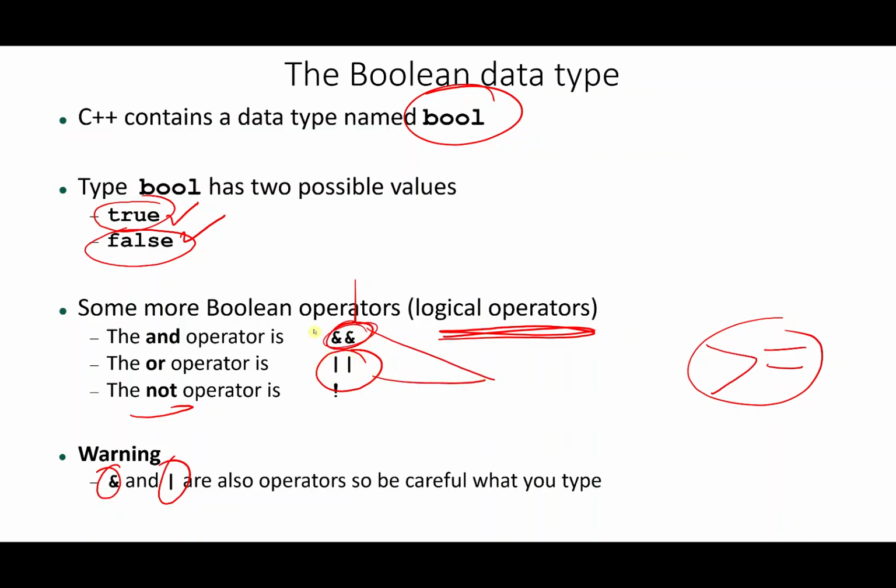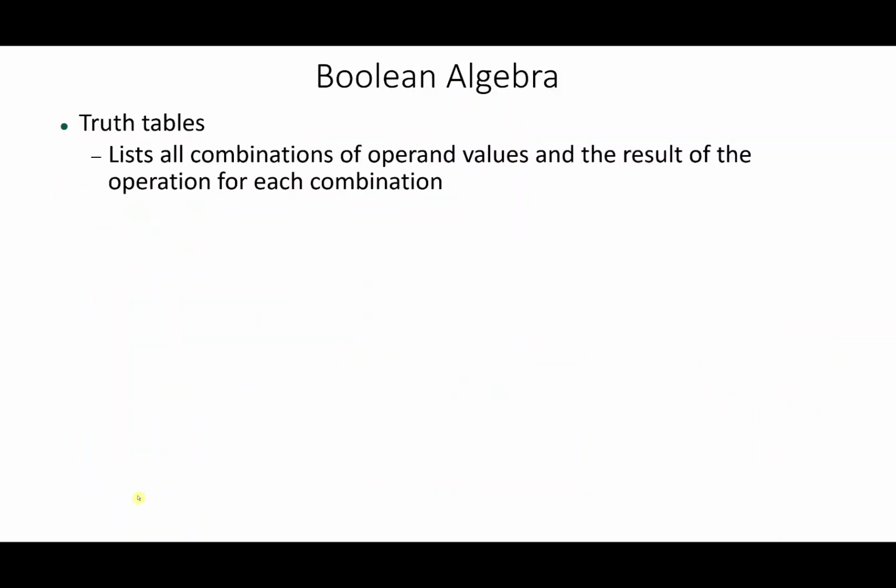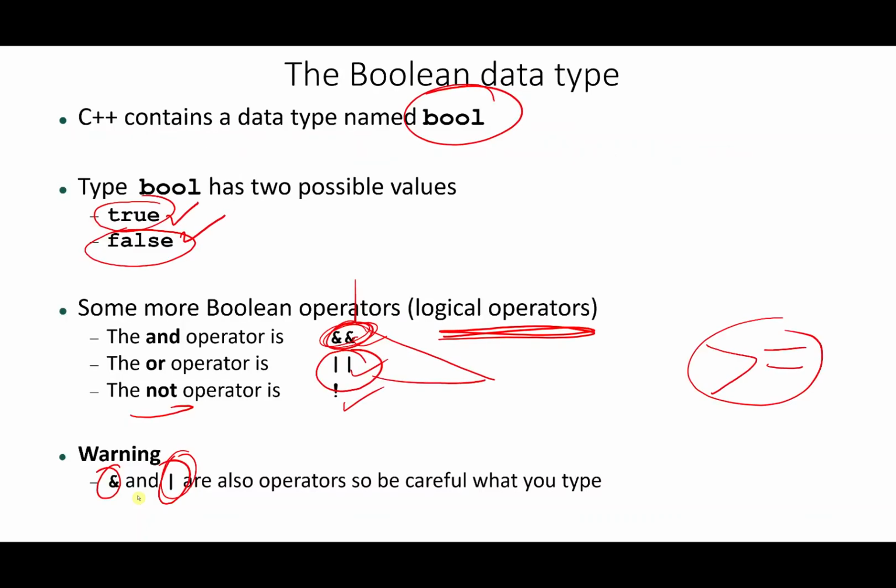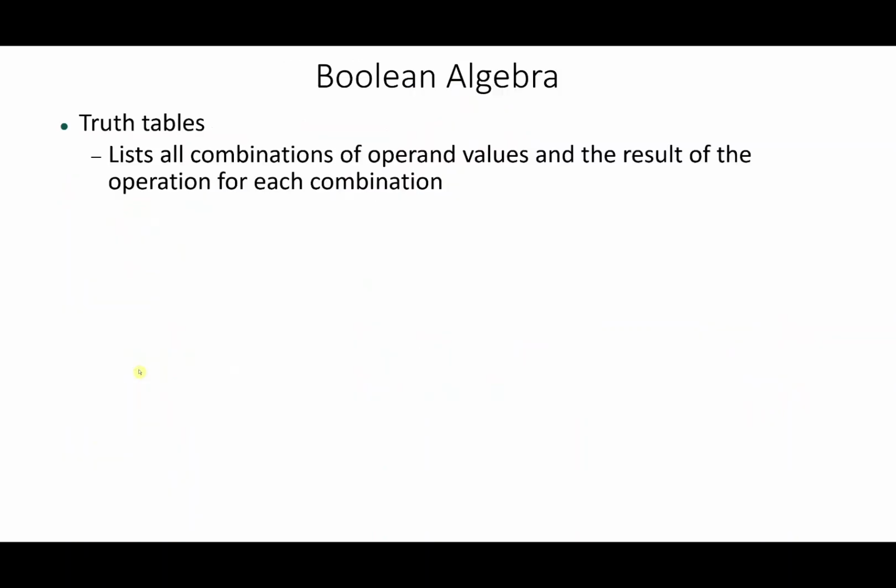I'm going to explain to you what each of them means, the and, the or, and the not. And I'm going to explain why we prefer using the double, not the single, and so on. So we have something called truth tables. This is how we explain what this means. A truth table lists all the combinations of operand values and the result of the operation for each combination.